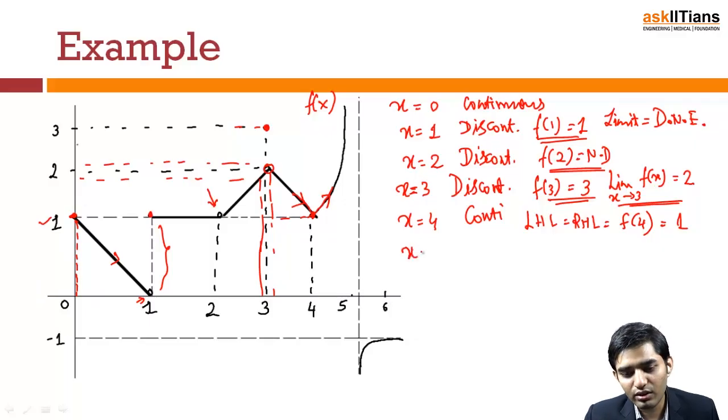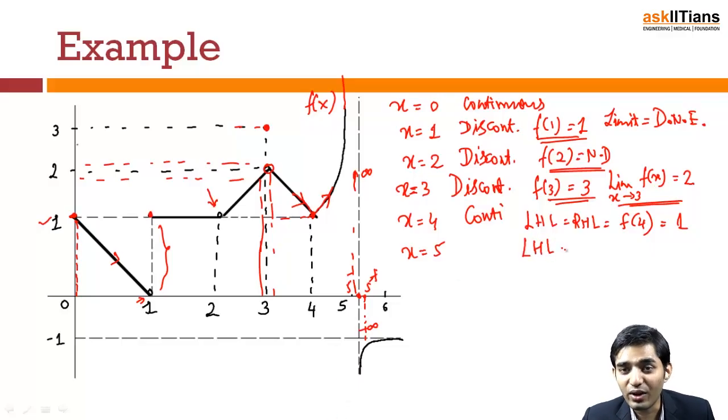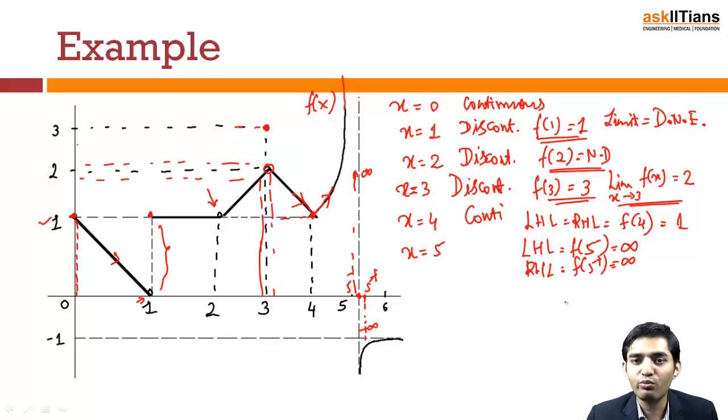Now check at x equal to 5. At x equal to 5 we can see that this graph is going up to infinity. This is x equal to 5, this point. So at x equal to 5 minus, the graph is going up to infinity, and at 5 plus it is going down to minus infinity. Okay, so here what is LHL? LHL is f of 5 minus, and f of 5 minus is going up to infinity. And what is RHL? RHL is f of 5 plus, and f of 5 plus is going to minus infinity.